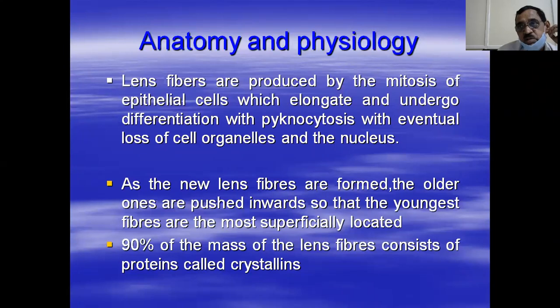The oldest fibers are pushed to the center, and freshly formed youngest fibers are in the periphery. As the new fibers are formed, the older ones are pushed inwards, and the youngest fibers are most superficially placed. The youngest fibers are known as the cortex, and the oldest fibers form the nucleus: embryonic, fetal, infantile or adult nucleus. 90% of the lens fibers consist of proteins called crystallins.